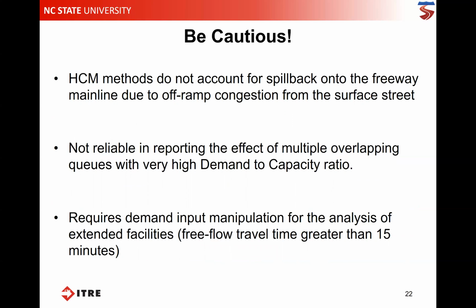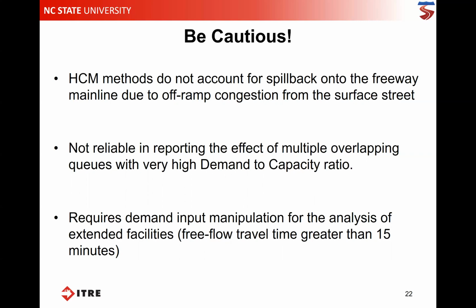Right now, the methods in the HCM do not account for spillback onto the freeway mainline due to off-ramp congestion. My understanding is there is a current NCHRP work that is addressing the same problem, and we trust that once that methodology is completed and approved by the HCM committee, it will eventually find its way into FreeVAL.